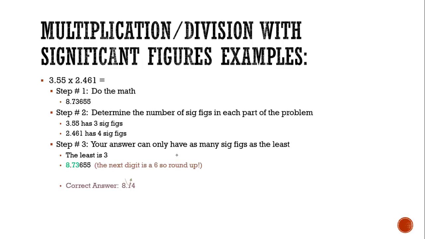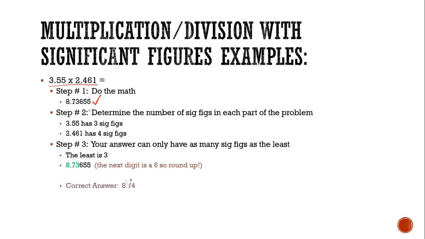So here we go. Let's look at an example where we take it step by step. They're going to give you a typical math problem, something like 3.55 times 2.461. Your first step is to always just do the math, meaning plug it in your calculator. So you get 8.73655. That's your calculator number. Now, once you're done with the calculator number, this is not sufficient. We need to round it so we have proper significant figures.